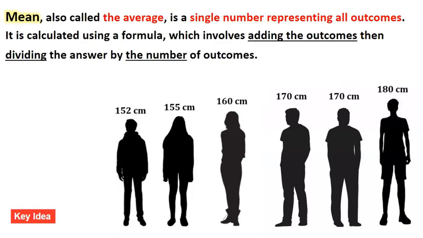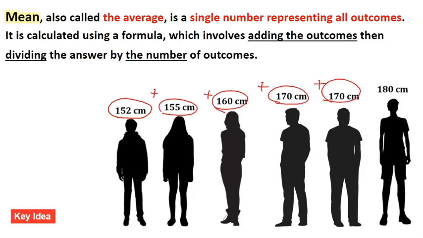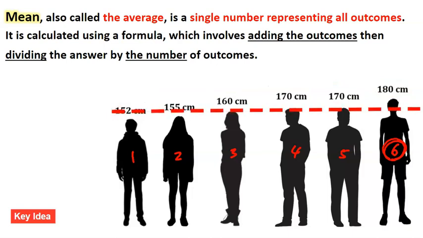Last statistic, mean. Mean, also called the average, is a single number representing all outcomes. It is calculated using a formula, which involves adding the outcomes, then dividing the answer by the number of outcomes. Here there's 6. The mean takes into account the shortest heights and the tallest heights, and it's a single number representing all of them. So average is mean.